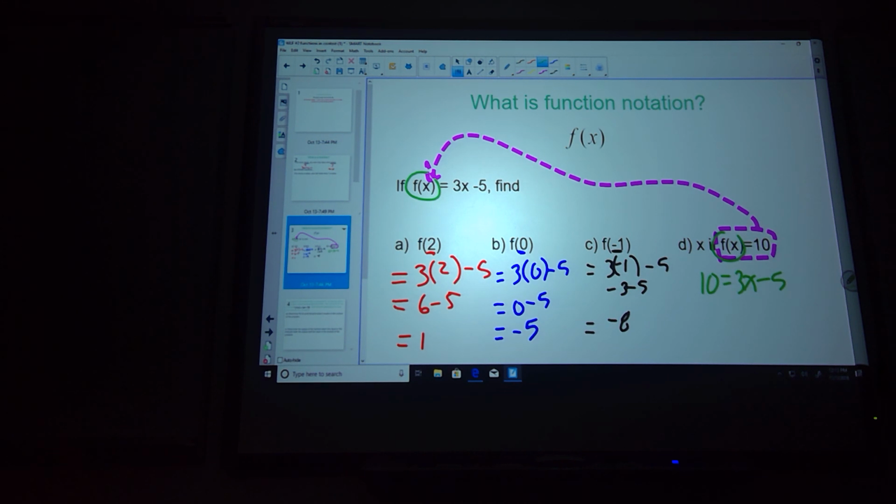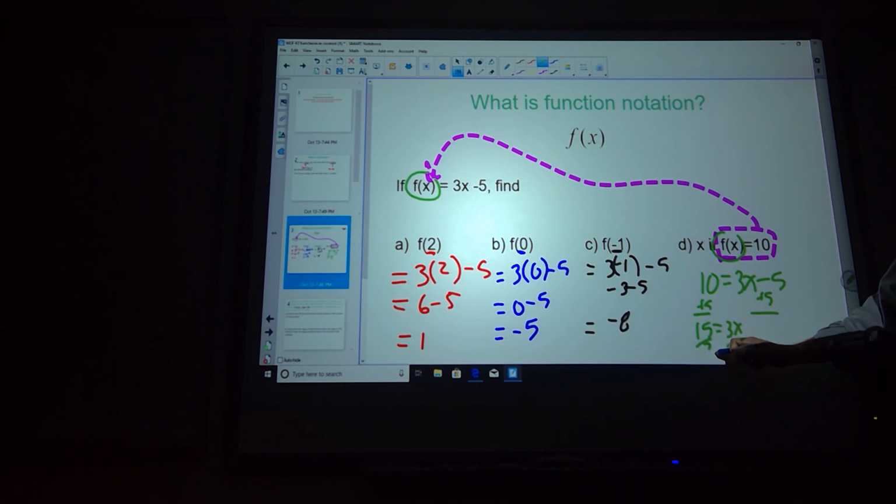Plus 5. Add 5, cool. I'll take the add 5. That's 15 is equal to 3x, agree? Divide by 3. Awesome. Okay, so x is equal to 5. That was a much different process than the other three. Does everyone feel comfortable with that so far?